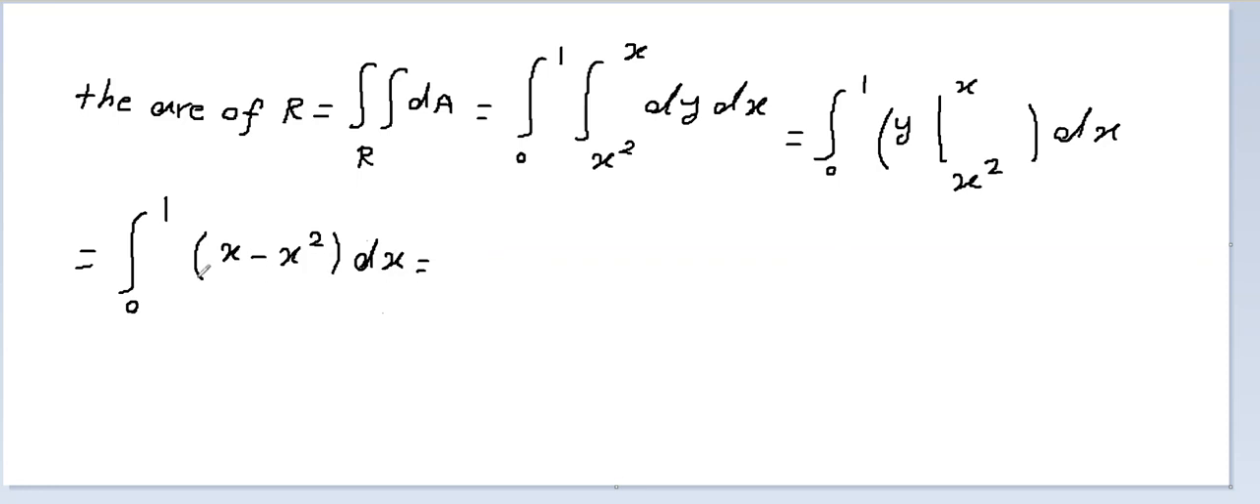So now this integral with respect to x: the integral of x is x squared divided by 2, minus the integral of x squared, which is x cubed divided by 3, from 0 to 1.